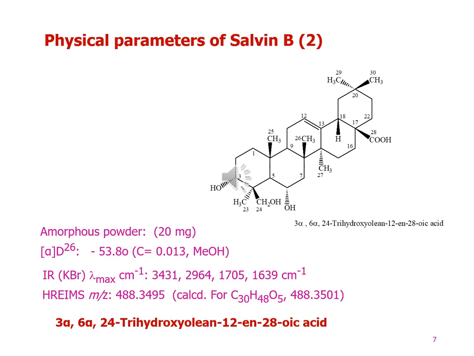The HREIMS shows the molecular ion peak at m/z 488.3495, that is calculated for C30H48O5, and the molecular mass is confirmed as 488.